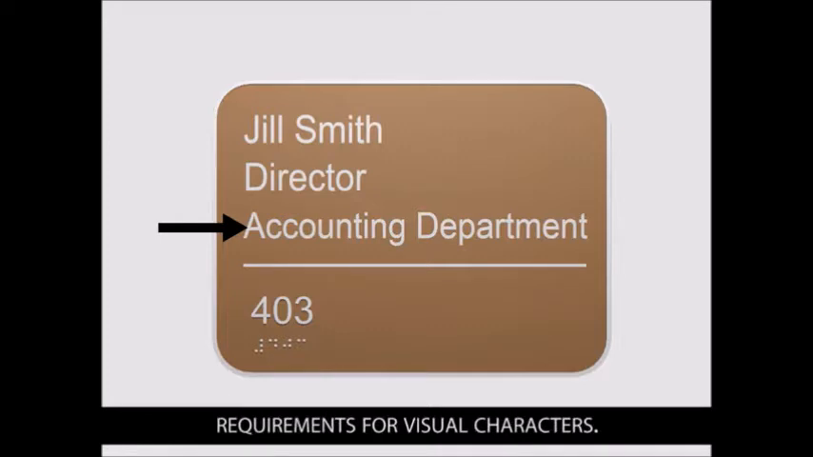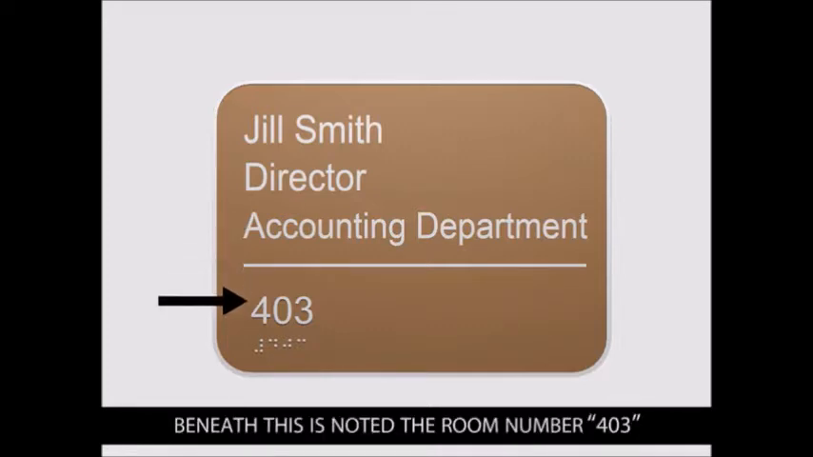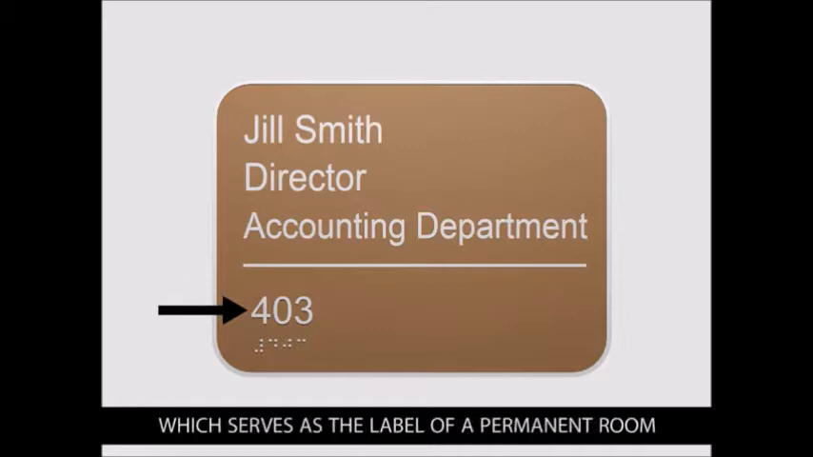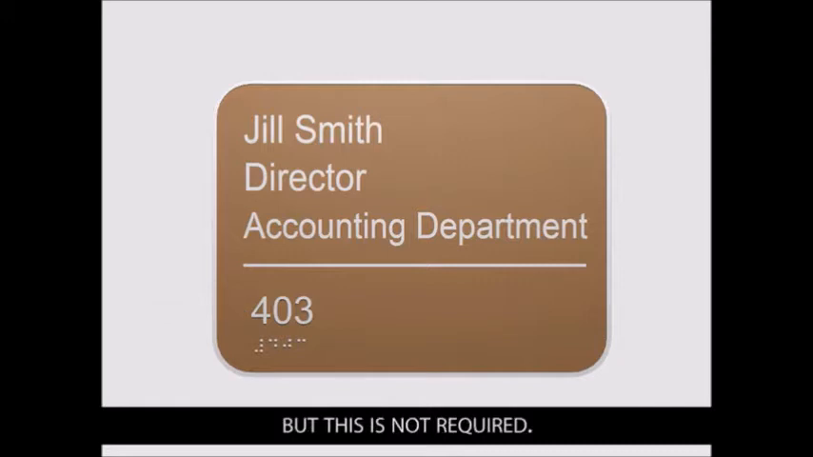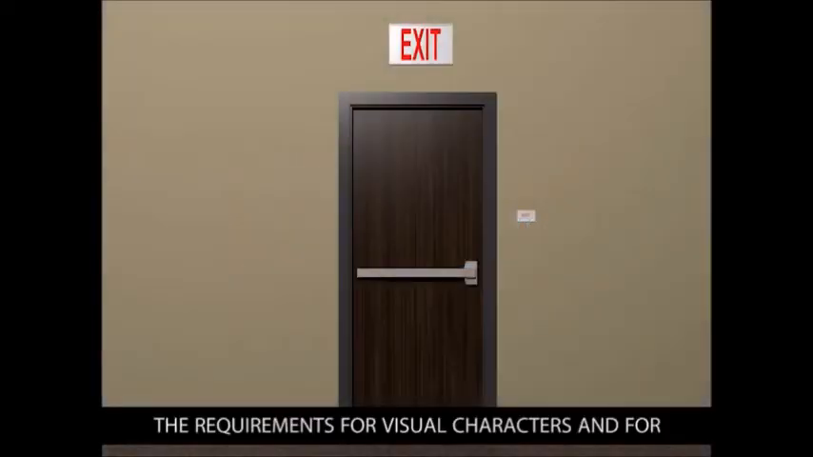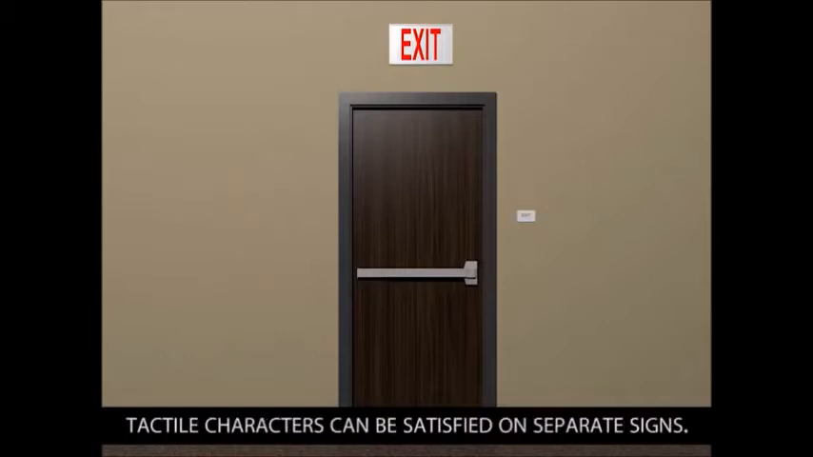requirements for visual characters. Beneath this is noted the room number 403, which serves as the label of a permanent room or space and must meet requirements for visual and raised characters, including Braille. The other content of the sign can be tactile as well, but this is not required. The requirements for visual characters and for tactile characters can be satisfied on separate signs.